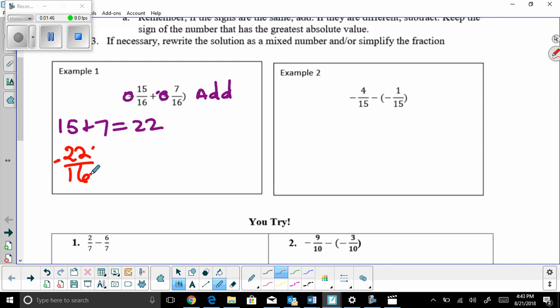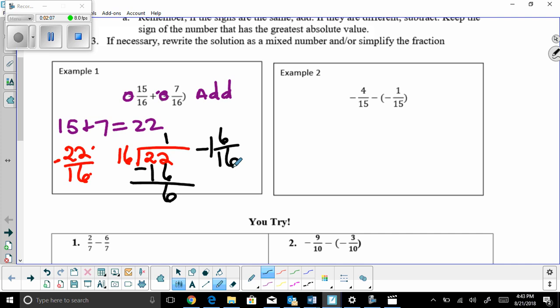So I need to divide. I need to figure out how many times 16 can go into 22. The answer is 1 time. When I subtract, I have a remainder of 6. So my solution is negative 1 and 6/16.